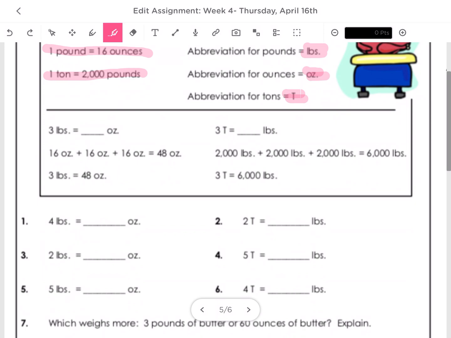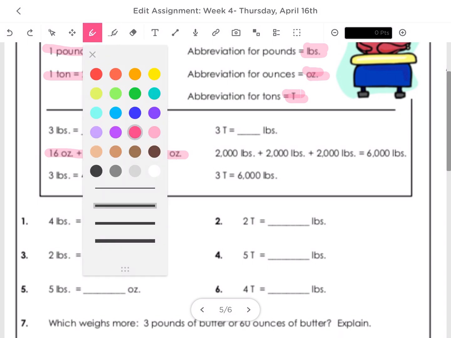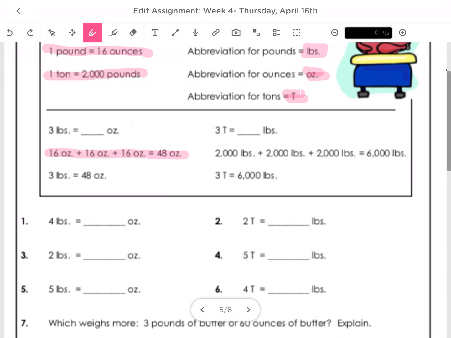If we look at the example down here, if I want to figure out how many ounces are in 3 pounds, you could either do it as repeated addition, so 16 ounces plus 16 ounces plus 16 ounces to get 48. So you could add 16 three times, or the way that I would normally teach you, you could do it as 3 times 16. That's still going to get you your 48 ounces.